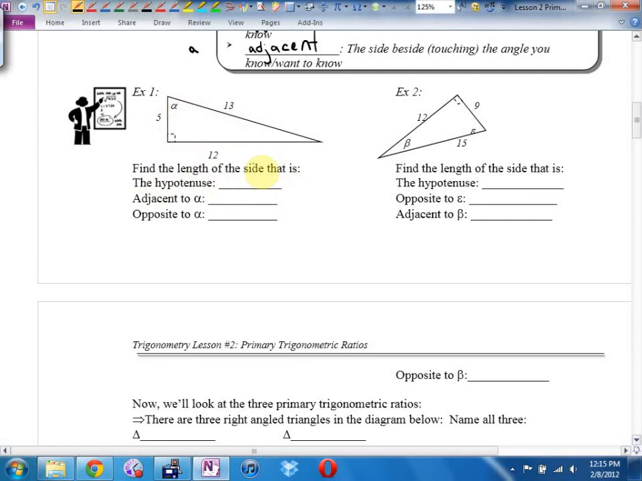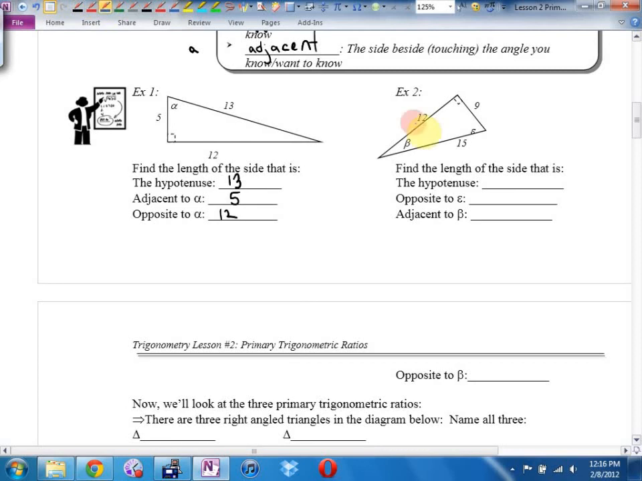How long? 13. How long is the side adjacent to alpha? 5. How long is the side opposite to alpha? 12. Opposite, facing, adjacent, hypotenuse, always the long skinny side. Example 2.